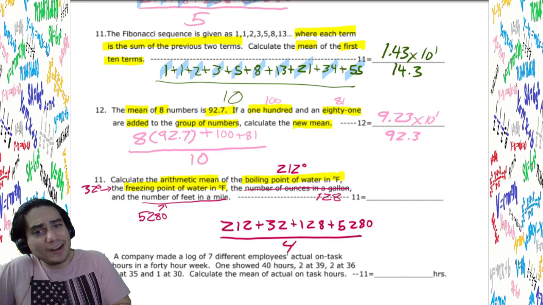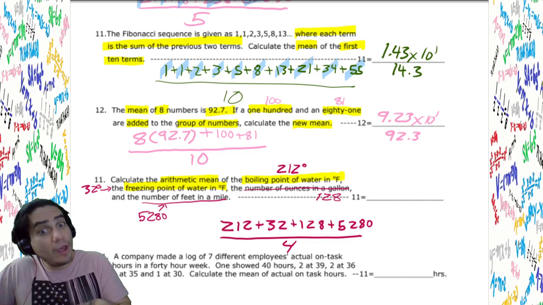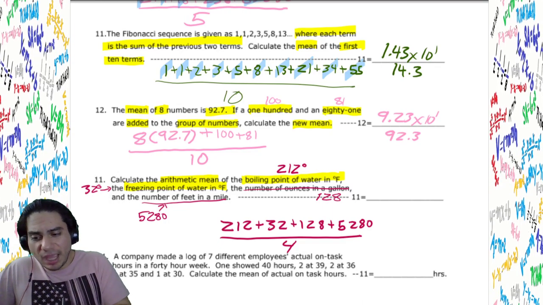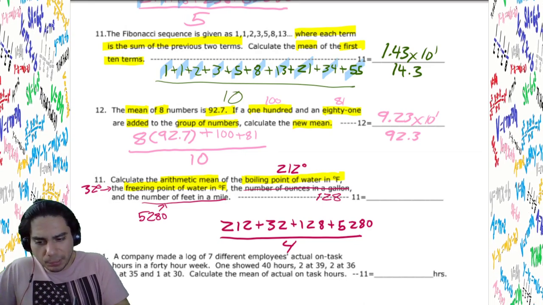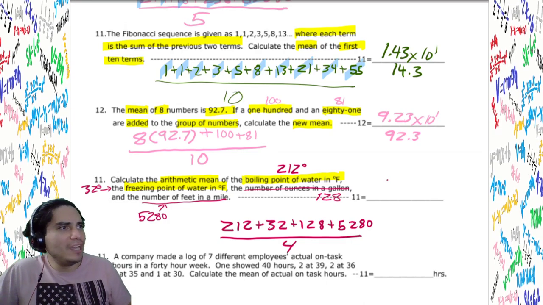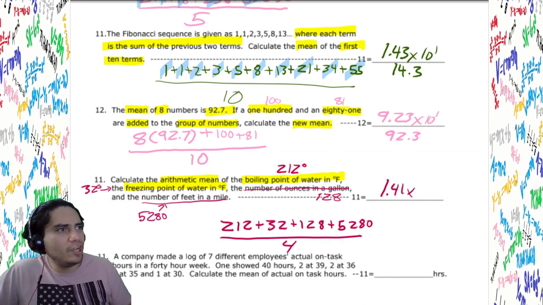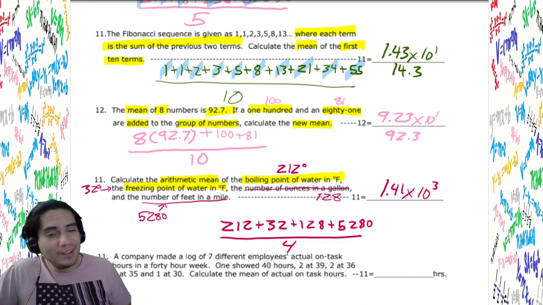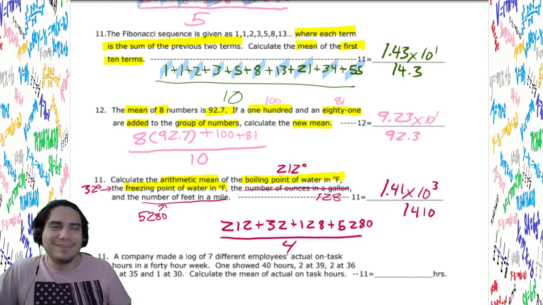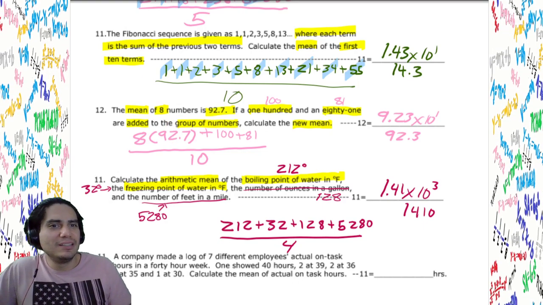So let's bust out our calculator tool. 212, I apologize, 212, enter. 32 plus, 128 plus, and 5280 plus. And then we're gonna get 4 and hit divide. And now we got our answer. 1.41 times 10 to the third, or 1,410. Easy as that, ladies and gentlemen. So let's keep it going.